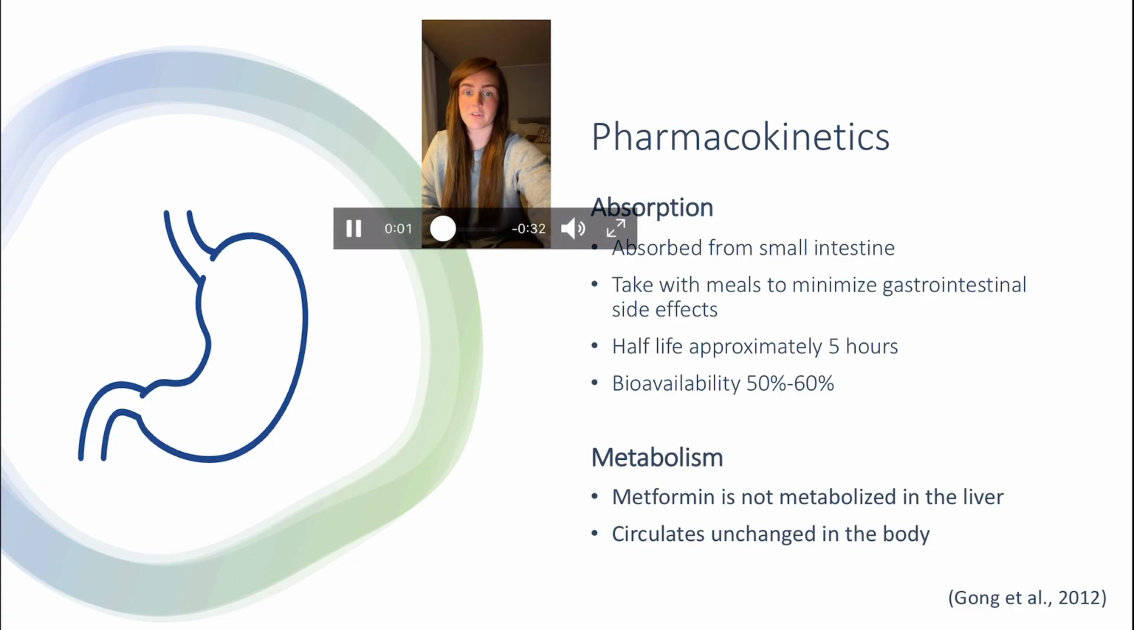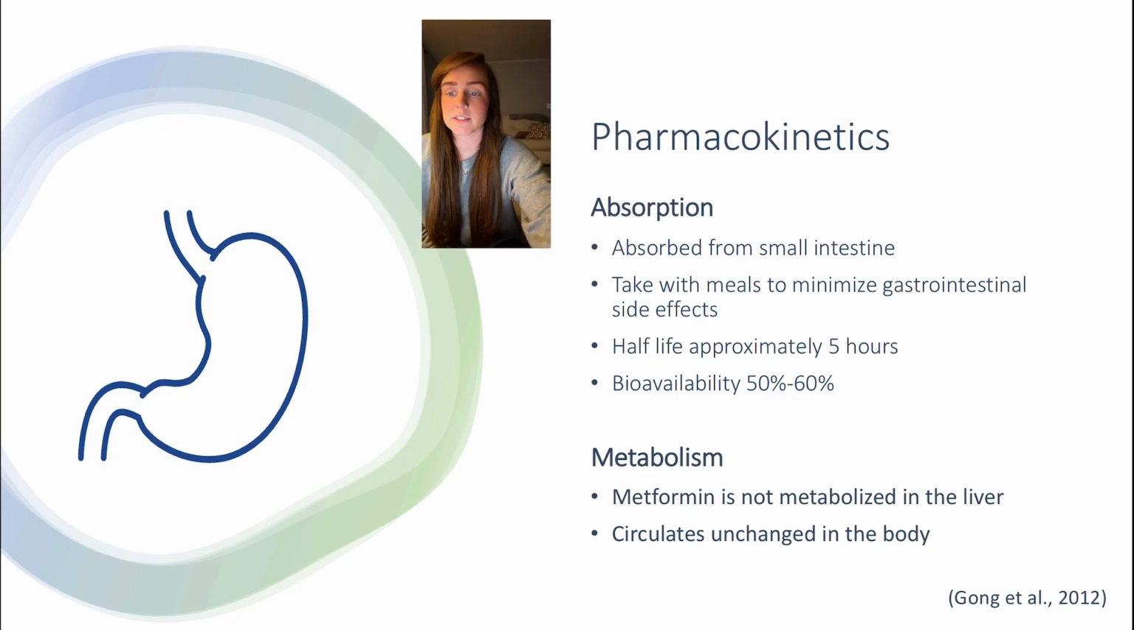Okay, now talking about pharmacokinetics. So how is this medication absorbed? It is absorbed from the small intestines. It is recommended that you eat when you take this medication to minimize the GI upset and side effects. The half-life of this medication is approximately 5 hours, and the bioavailability is about 50 to 60%. And then how is this medication metabolized? It is not metabolized in the liver, so it circulates unchanged throughout the body.